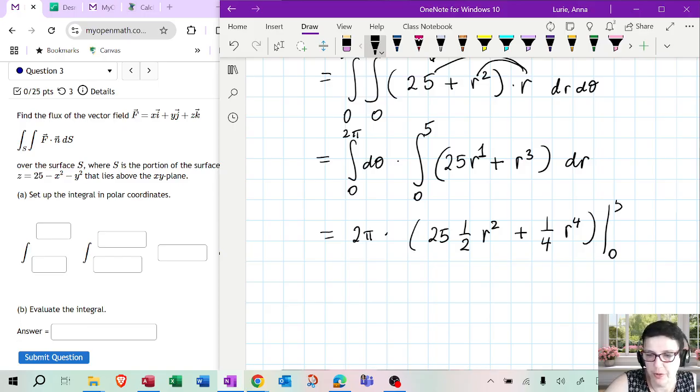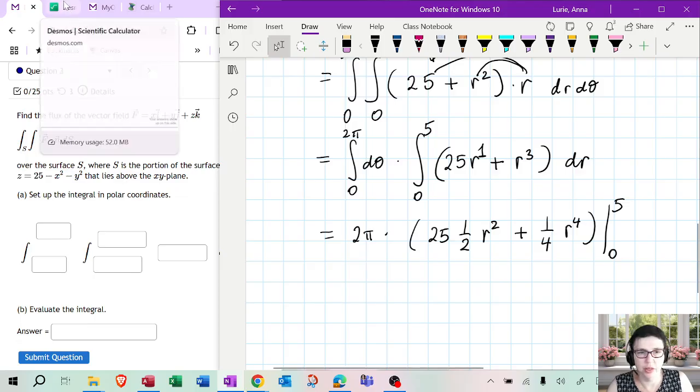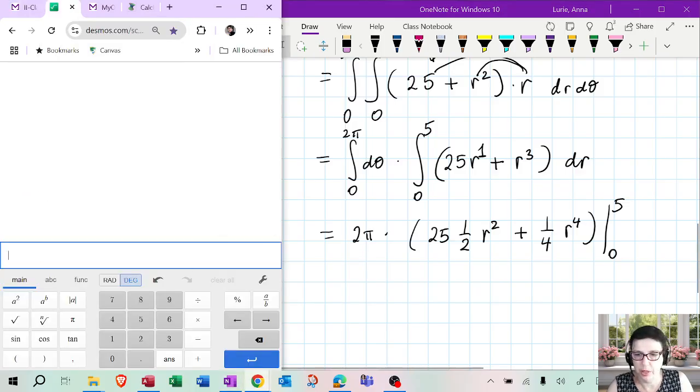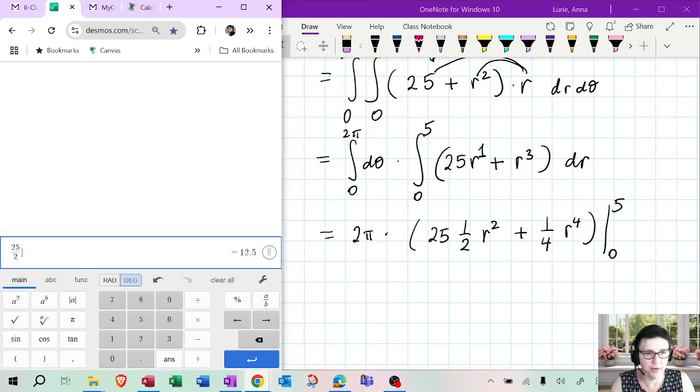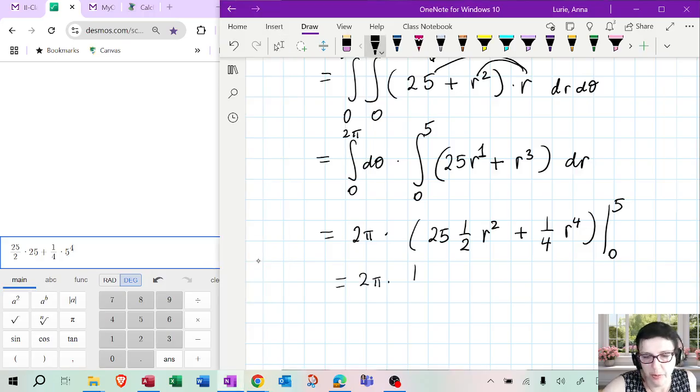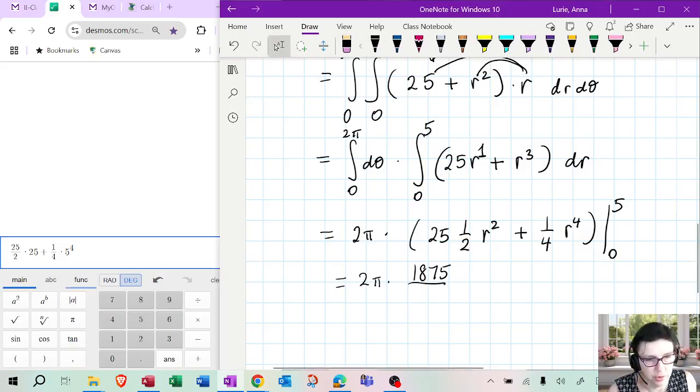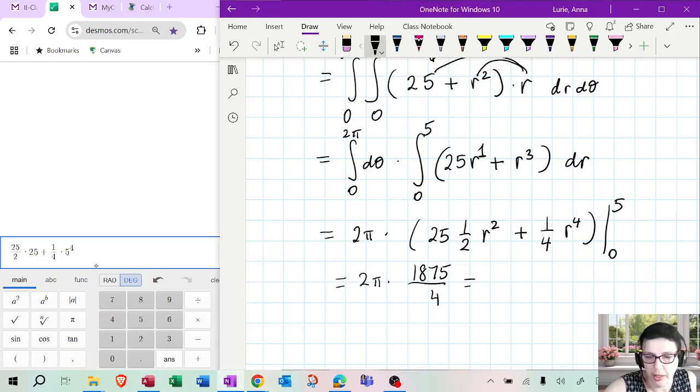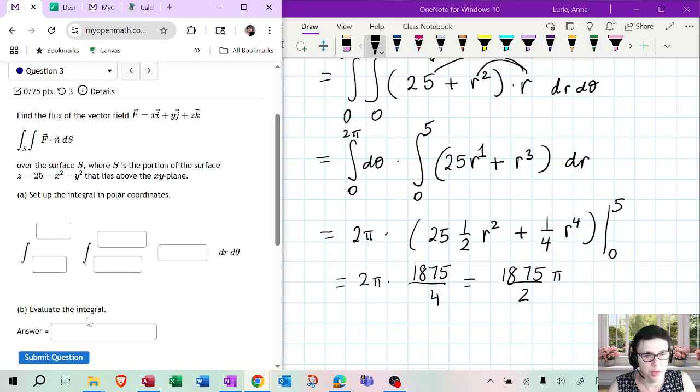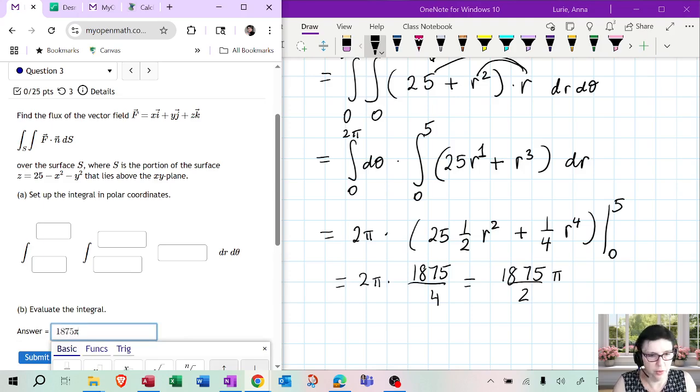And we substitute 0 to 5. So at this point, we are just going to go into the Desmos calculator and see if we can compute the expression in parentheses. Obviously, when you substitute 0, you will get 0. So 25 halves multiplied by 25 plus 1/4 multiplied by 5 to the 4th. Okay, so it's going to be some kind of ugly fraction. So it's going to be 2 pi multiplied by 1875 over 4. And we can actually cancel that 2, so we will get 1875 pi divided by 2. Pretty easy. Okay, so this is going to be 1875 pi over 2.